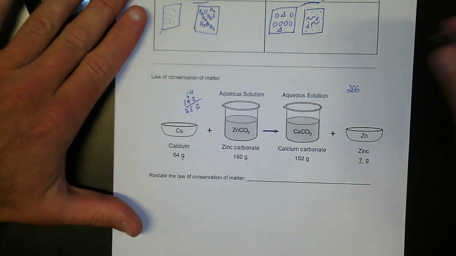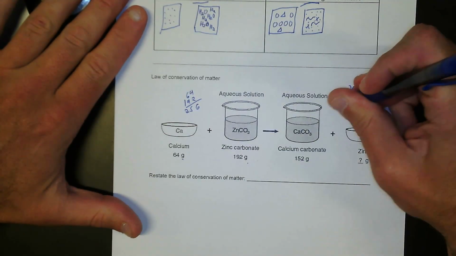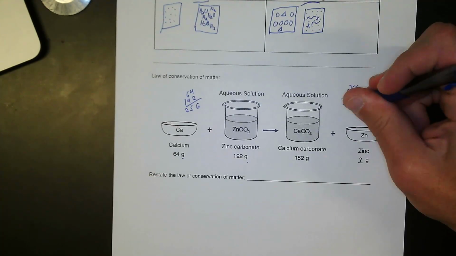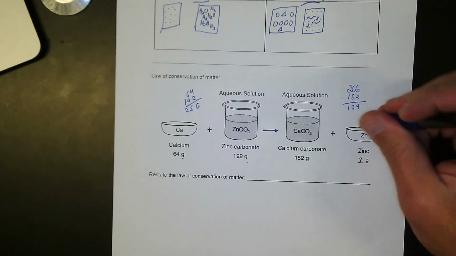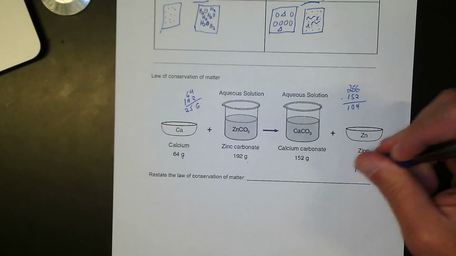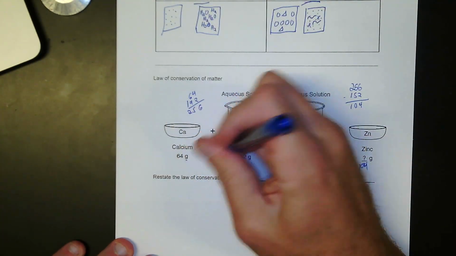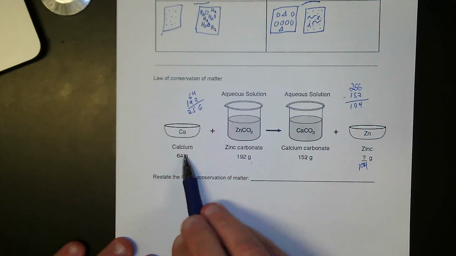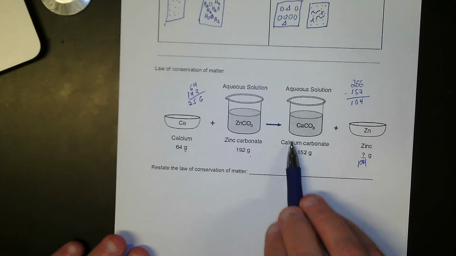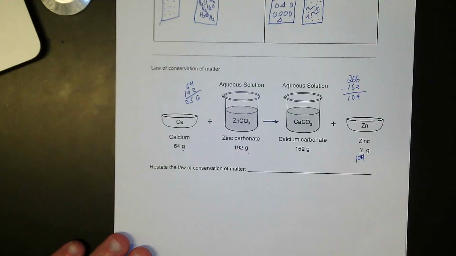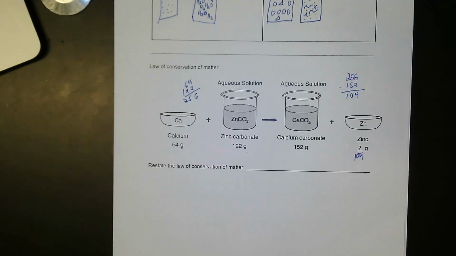And I know now 152 of those are the calcium carbonate, so I can just subtract. So I know that I have to have 104 grams of zinc. Pretty simple. This added to that, 256, yields this. Take my 256, subtract that out, 104, so I have 104 grams of zinc.